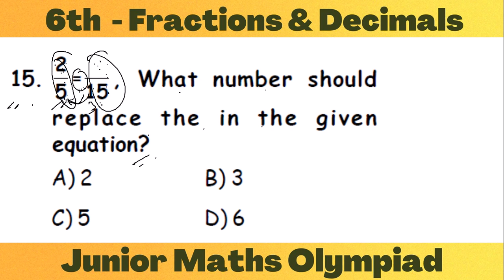5 3 times 15. Here denominator is multiplied by 3. In the same way, numerator also, if it is multiplied by 3, 2 3 times 6. So then 6 by 15 will be equivalent to 2 by 5. So the missing numerator part is 6. So D option is correct.